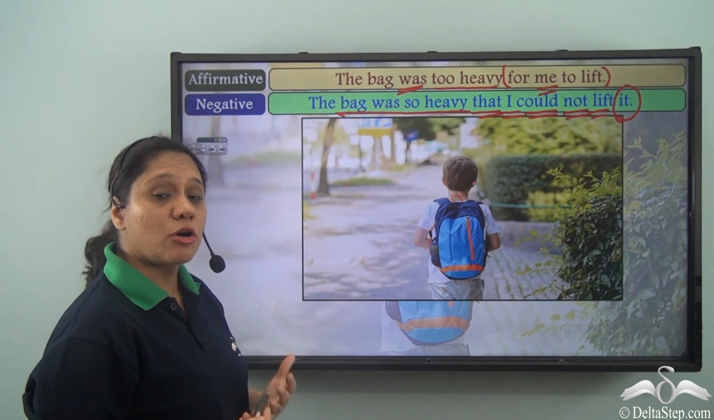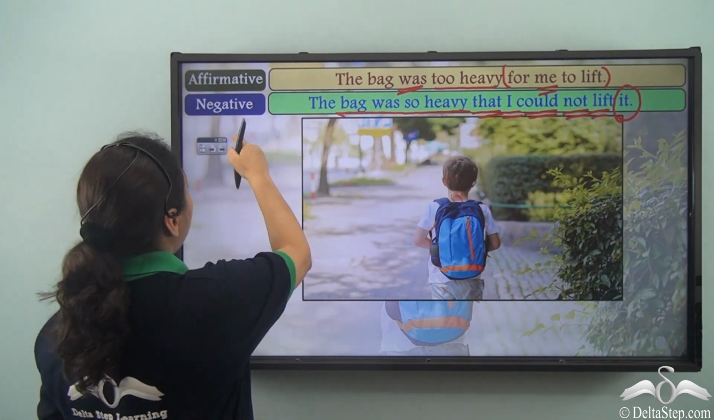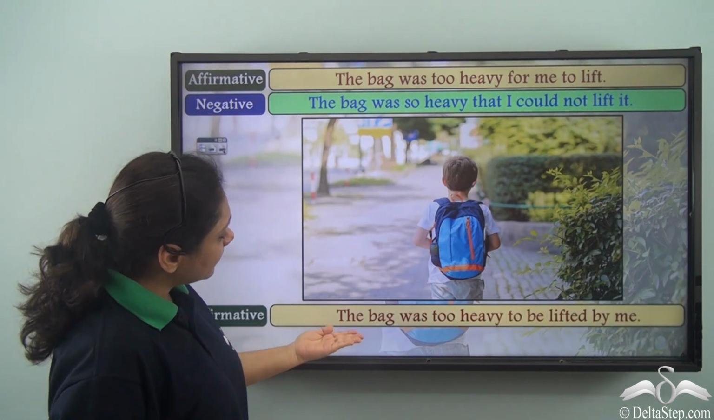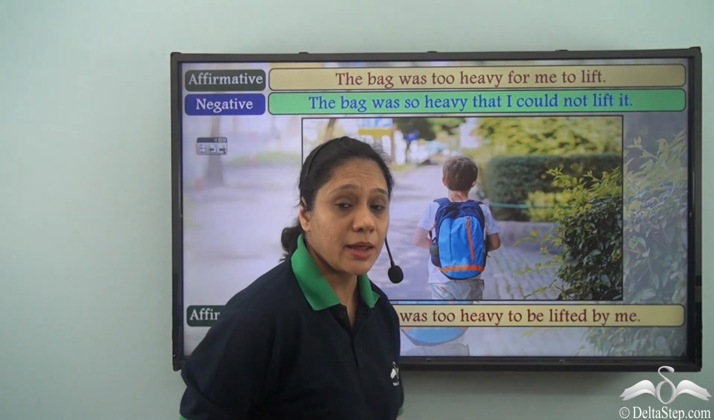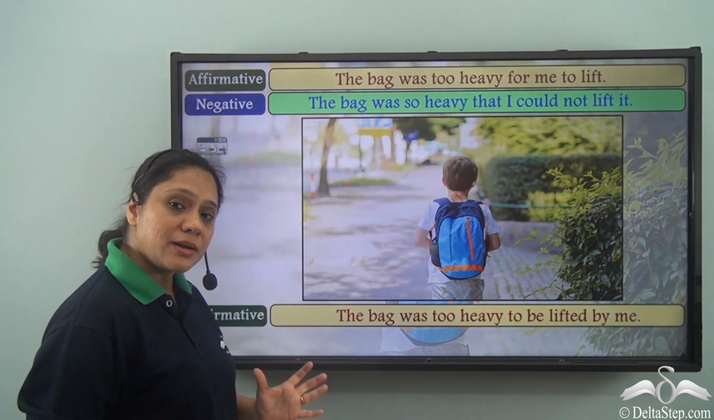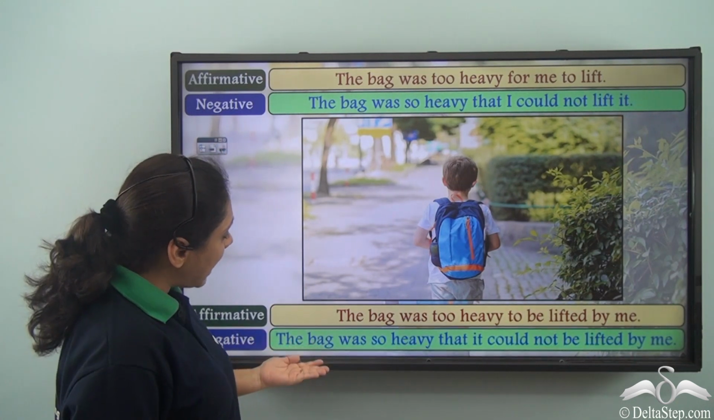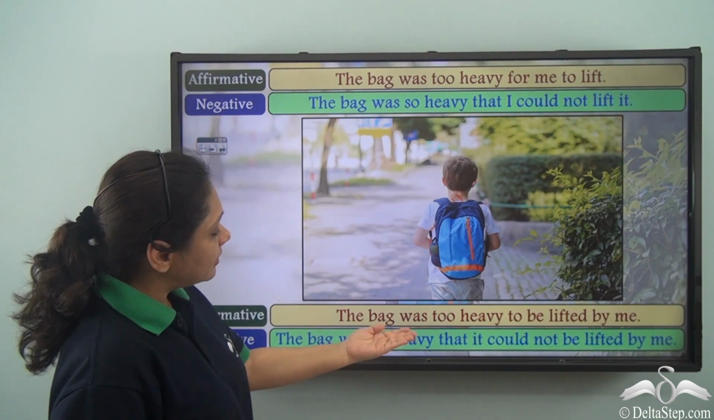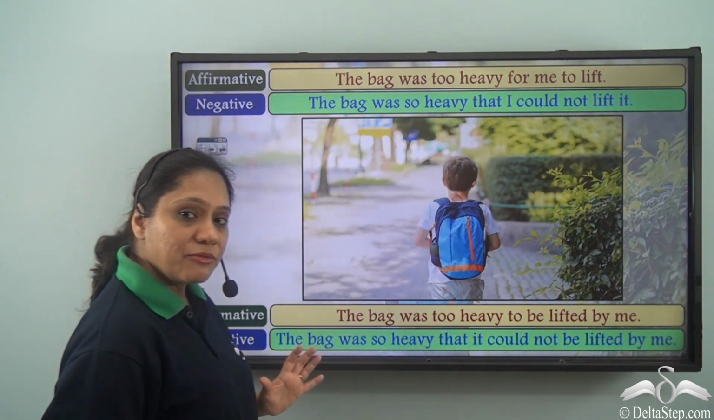Now, what if my original sentence construction was a little different? What if we had it as the bag was too heavy to be lifted by me. Then how would we have written our negative sentence? We would have written it as, the bag was so heavy that it could not be lifted by me. What have we done here?